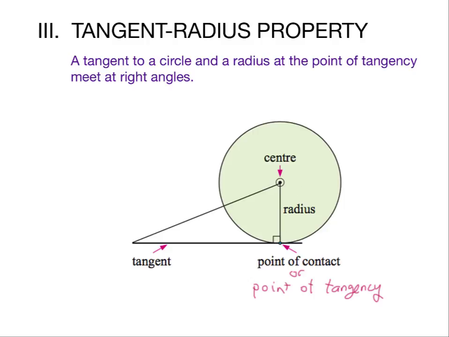And notice here's where our right triangle is formed. We have our radius to our point of contact hitting our tangent line. And so that forms our right angle. And now we'll be able to use Pythagorean theorem to solve for missing sides of this right triangle.